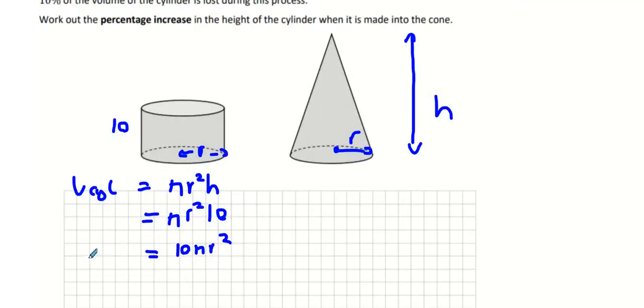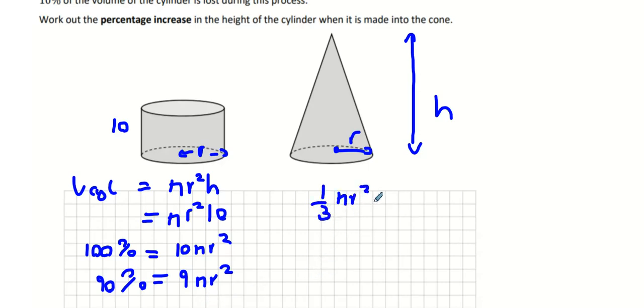Now remember, that's 100% of your cylinder, but you lost 10%, which means you need to get 90%. So divide by 100, multiply by 90, and you get 9 pi r squared. So when you lose 10% of that, you lose a pi r squared. Now the volume of your cone, which is a third pi r squared h, must equal 9 pi r squared.